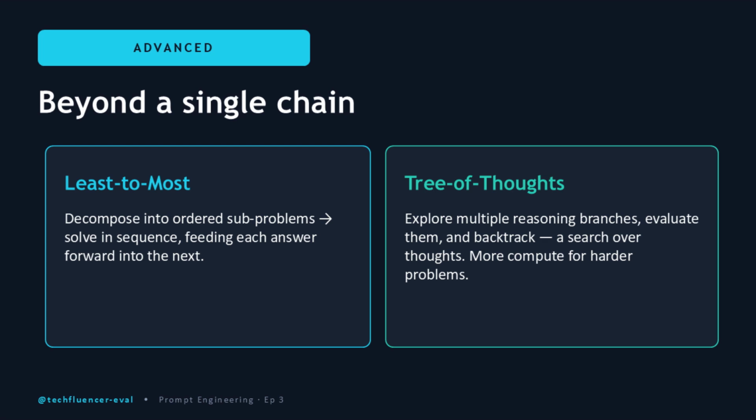Two advanced extensions. Least-to-most prompting explicitly decomposes a problem into ordered subproblems and solves them in sequence, feeding each answer forward. Tree of Thoughts goes further. The model explores multiple branches of reasoning, evaluates them, and can backtrack, like a search over thoughts. Both trade more compute for harder problems.